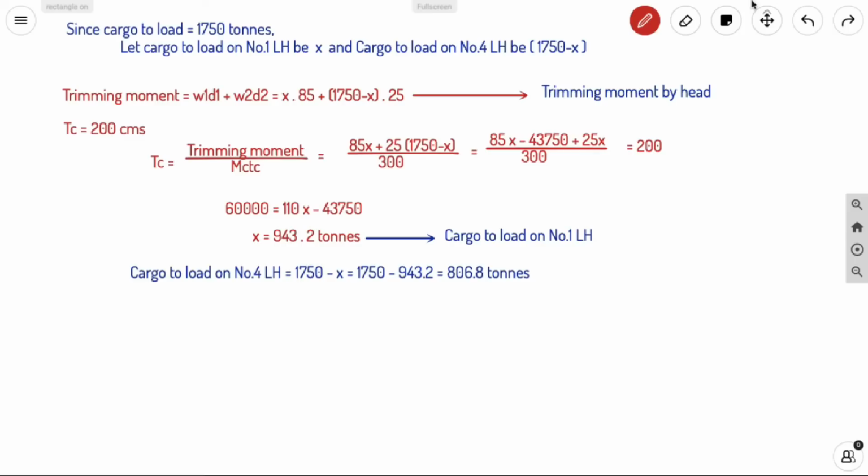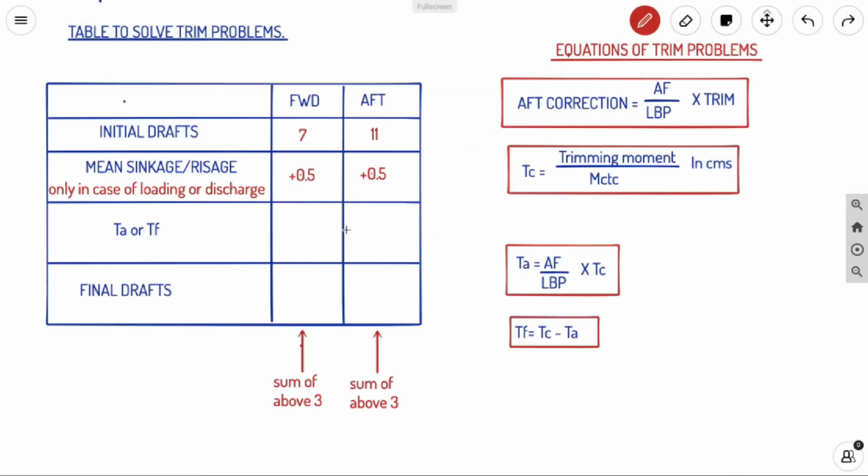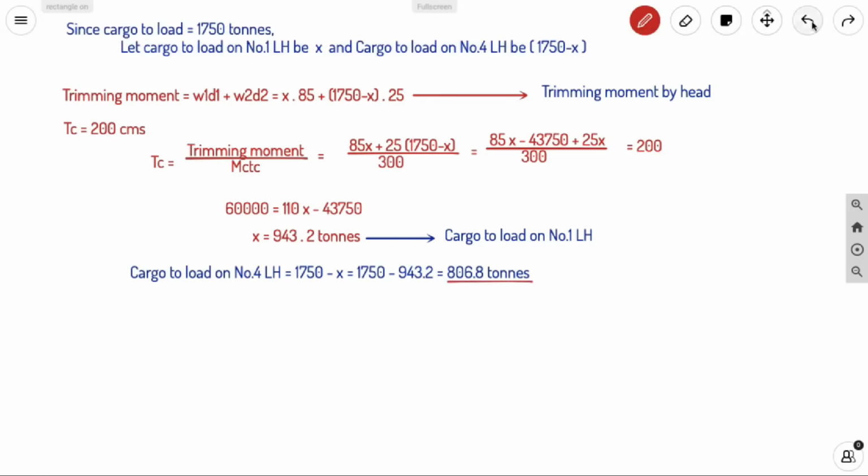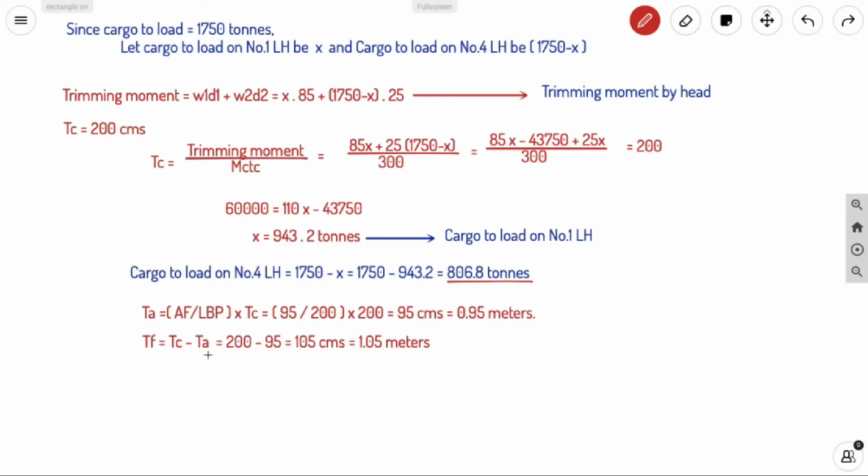Next thing we need to find is our drafts. So, we need to find our TA and TF. For finding TA we need to find TC. We know the trimming moment now, we know the MCTC, and TC we already found, it's 200 centimeters. So TA will be AF by LBP into TC, that's 95 by 200 into 200, that's 95 centimeters. So it's 0.95 meters TA. And the next thing is TF equal to TC minus TA, that's 200 minus 95, 105 centimeters, that's 1.05 meters.